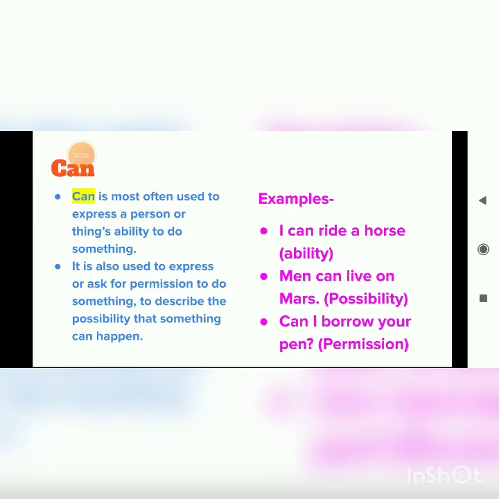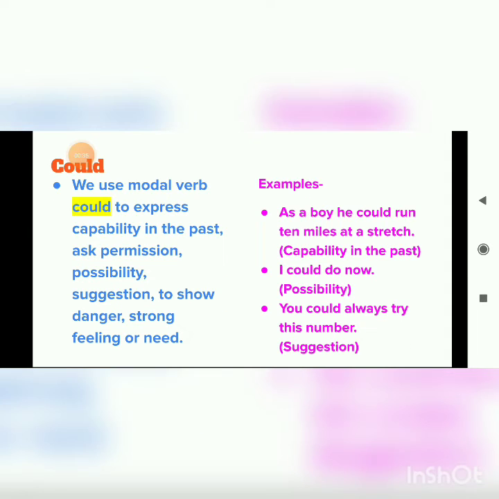Examples: I can ride a horse. It is an ability. Men can live on Mars. It's a possibility. Can I borrow your pen? It is a permission.